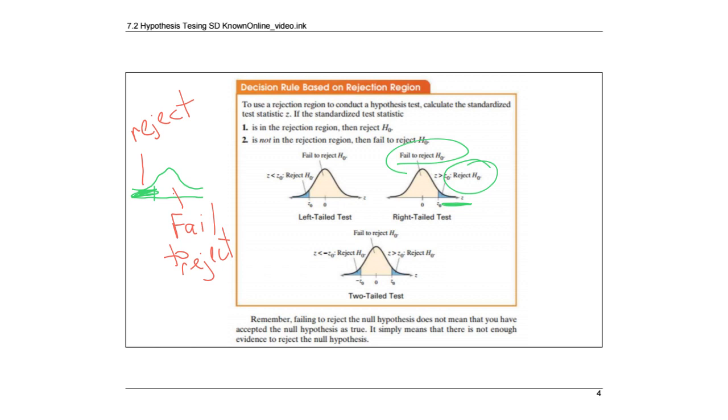Okay, and then with my two-tailed test, what ends up happening is I end up with two rejection regions, right? Each of my shaded areas I'm going to reject. And so those are both rejection regions. And then this area in the middle is going to be the fail to reject.